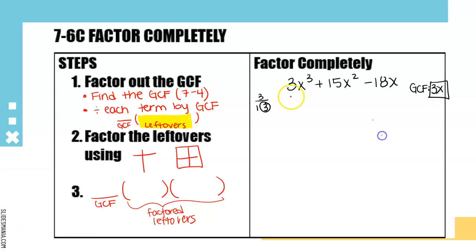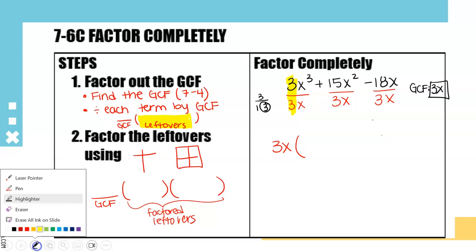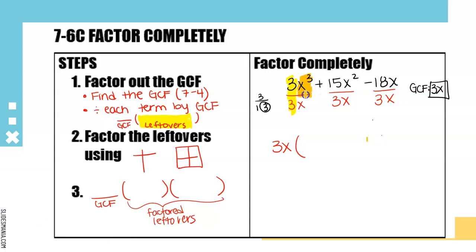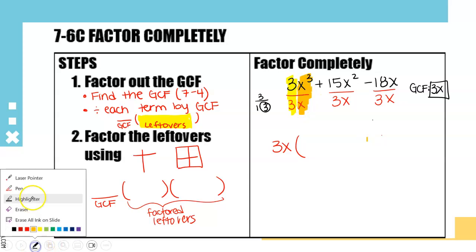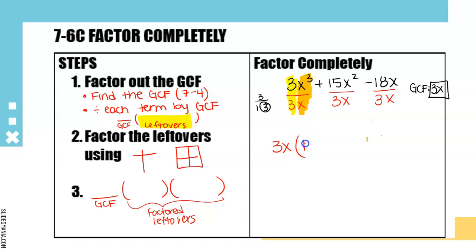I'm then going to divide every single one of my terms by 3x. And as we were doing in 7.4, we would write our GCF out in front and then what we are left with on the inside once I do my division. As a reminder, we break our division down into little pieces. So for instance, in this first term, I would do 3 divided by 3, which is 1. And then I would do x to the third divided by x to the first, which is going to give me x to the second.